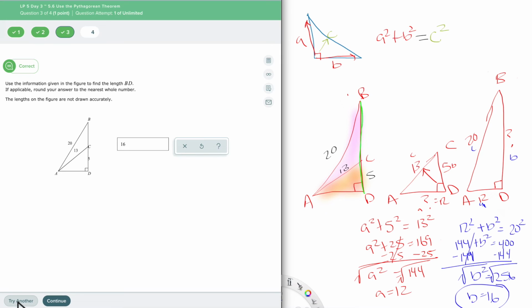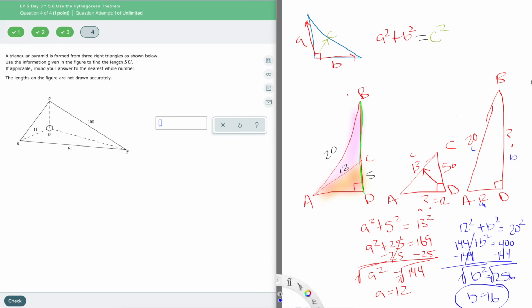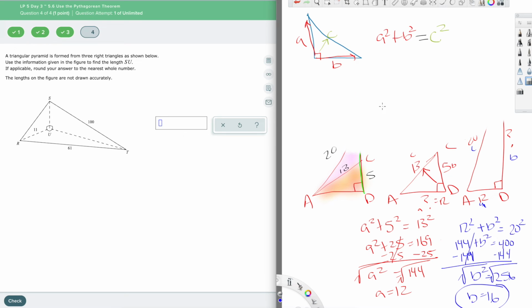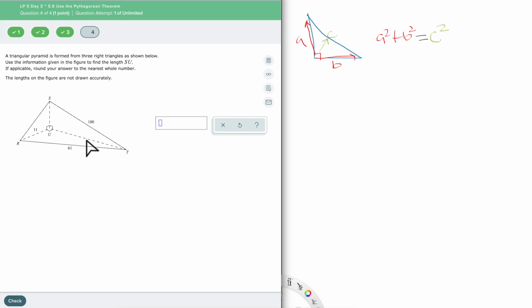All right, let's do one more. All right, let's see. Okay, so when you're looking at a triangular pyramid, it's formed from 3 right triangles here. So we have these 3 triangles in the back that form a right triangle, and they want us to find the length of SU. And we did this almost exactly the same one. The only difference between this one and the one we did for section 5 is the numbers change a little bit. But we did this exact same one in section 5.